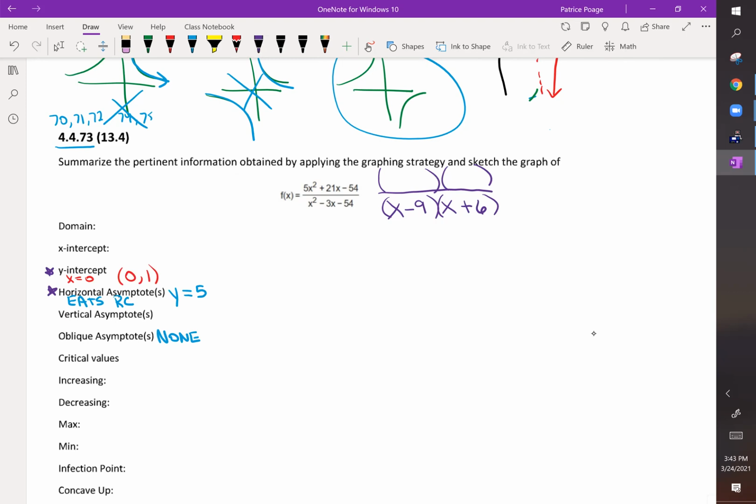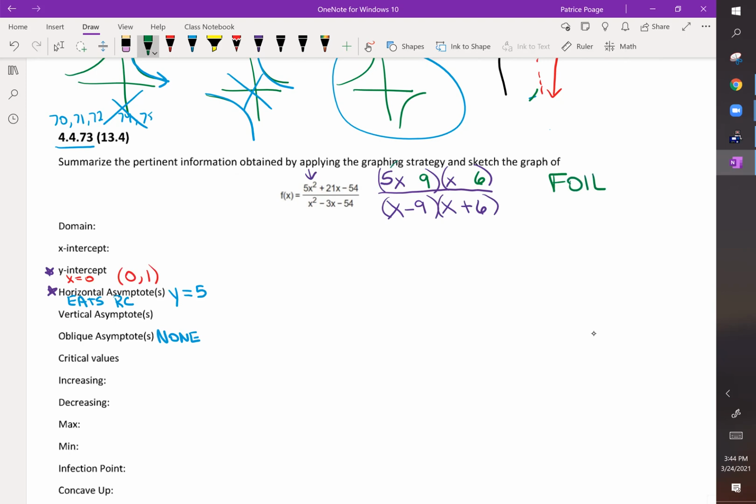On top, factors of 5x squared could only be 5x and x. The factors of 54 could be 1 and 54, 2 and 27, or 6 and 9. Now, there's a really good chance it's going to be either x minus 9 or x plus 6 off to the side, so they cancel. So what I personally would do is just plug them in without any signs and then FOIL it out to see if it would work.